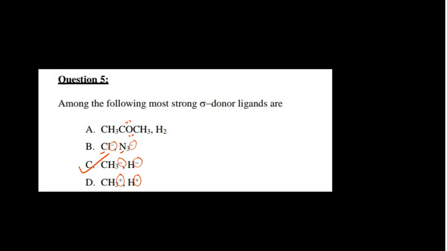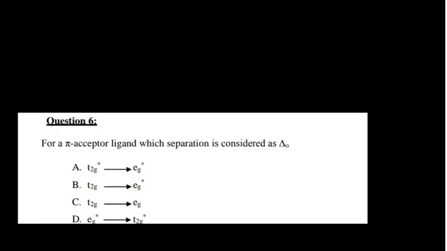Now moving to the next problem. Let me reorient this. The question says the pi acceptor ligand, whose separation is considered as delta O. Again, this problem is based on ligand field theory. If you haven't learned ligand field theory in detail, I have made a detailed four-lecture series on it. After learning that, you will be able to solve such problems.